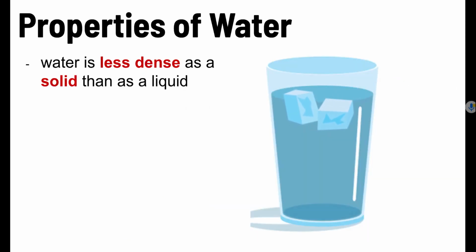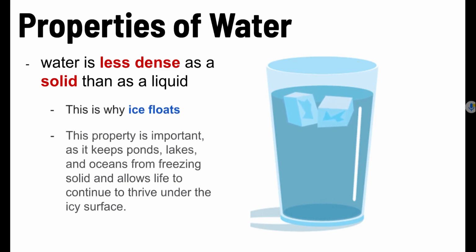Water is also less dense as a solid than as a liquid. This is why ice floats. And this property is important because it keeps ponds, lakes, and oceans from freezing solid, and it allows life, the organisms underneath the surface, to continue to thrive.